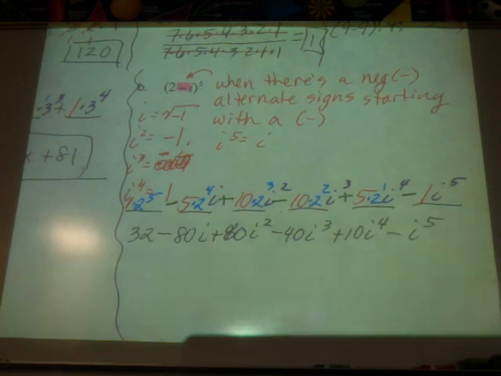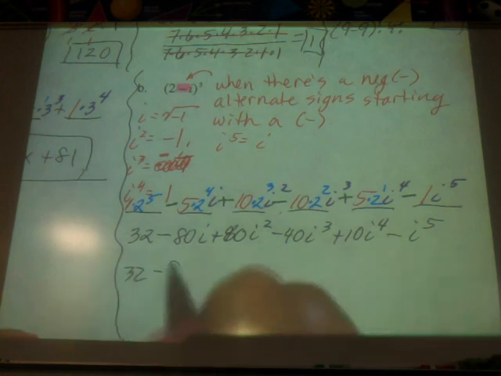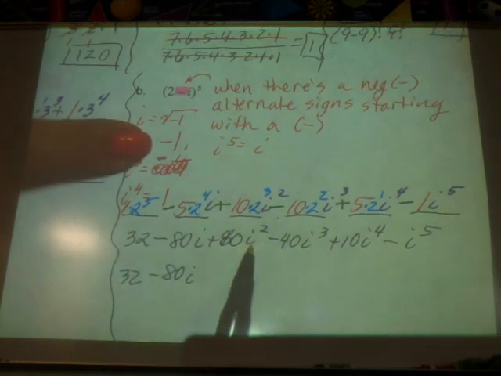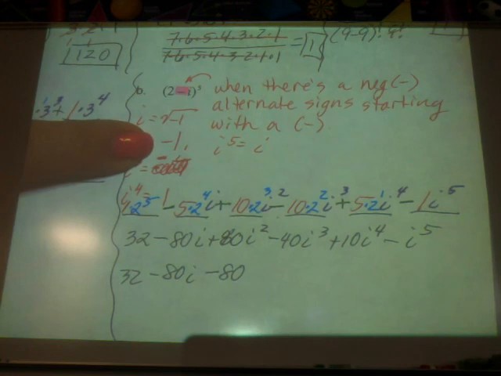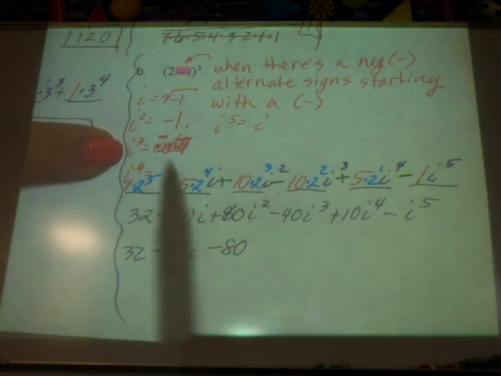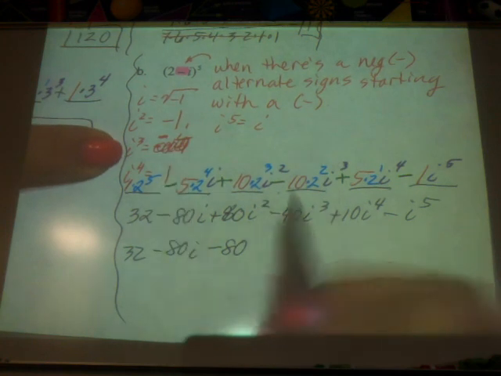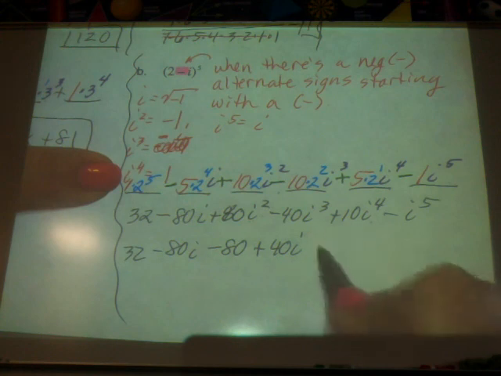Now we have to take care of all of our i's because i's simplify. So we're not going to deal with, we can leave it as an i, right? So we've got 32 minus 80i, that doesn't change, but i squared is what? A negative 1. So a negative 1 times 80 changes the sign, so it's just minus 80, isn't it? And then, what's i cubed? A negative i. So it changes this sign, so it becomes a positive 40i. And then i to the 4th, we said was 1, so this just becomes plus 10.